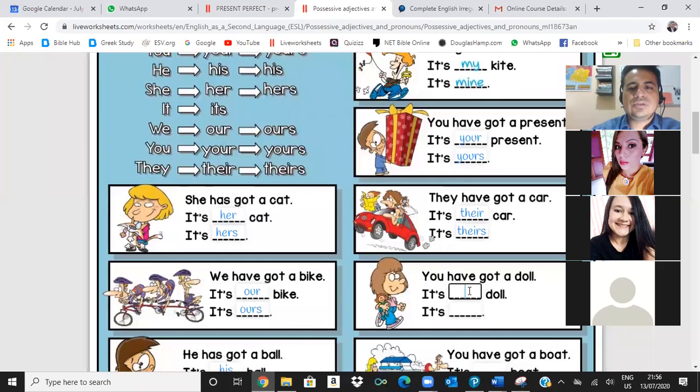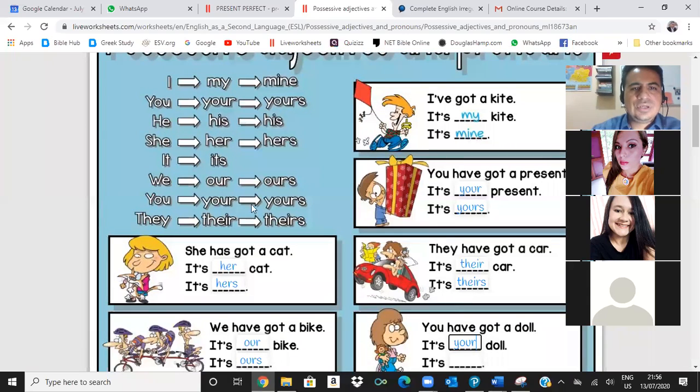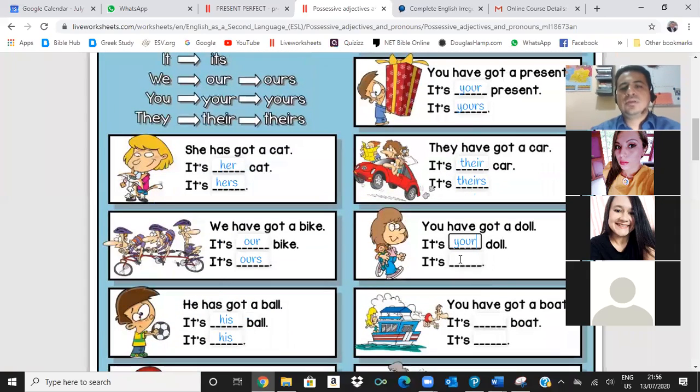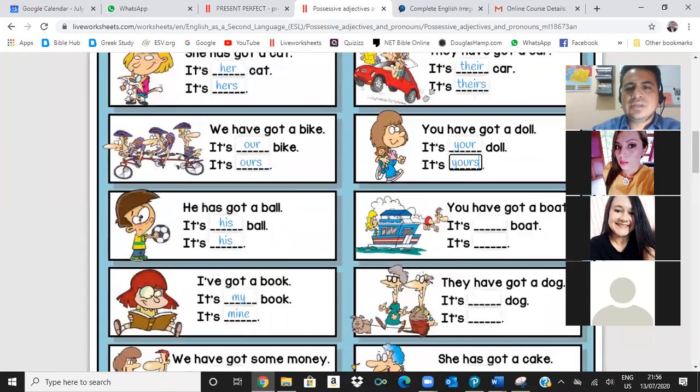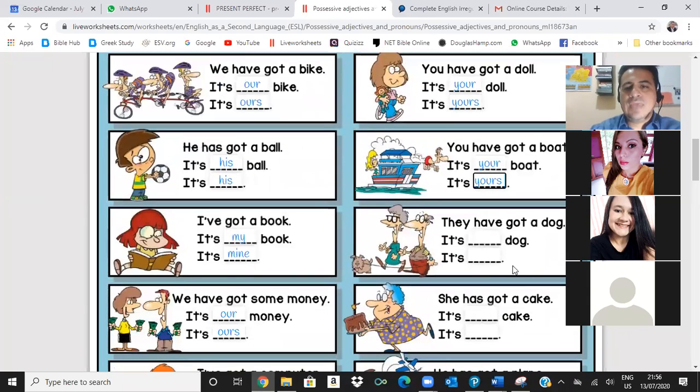You have got a doll. It's yours. Your. ¿Verdad? Porque si ven acá, your. Yeah. Y después el possessive pronoun tiene una S. Yours. Okay. You have got a boat. It's your boat. It's yours.